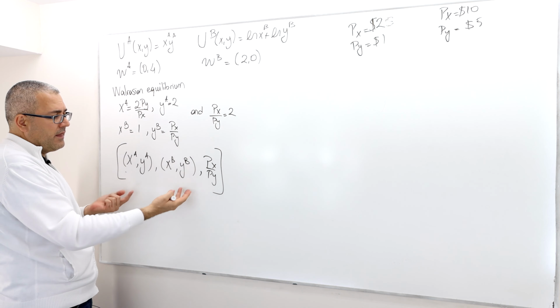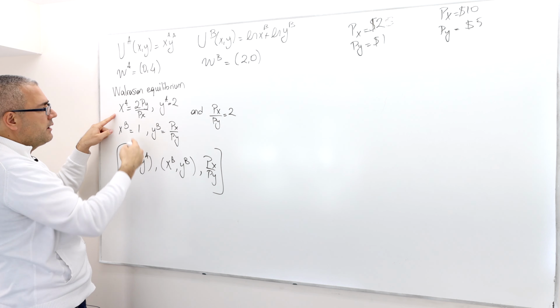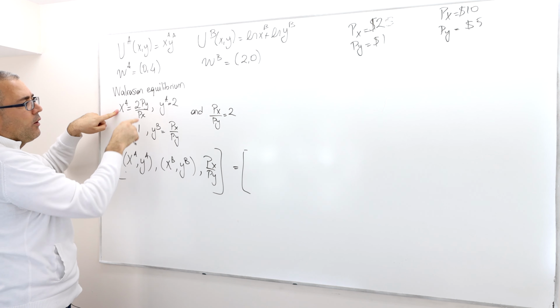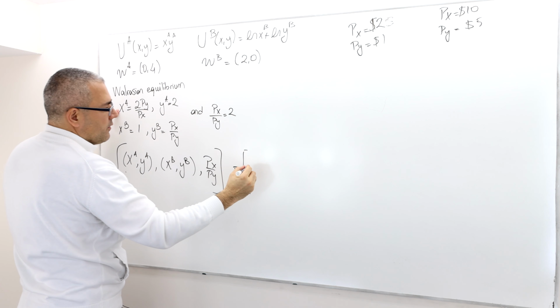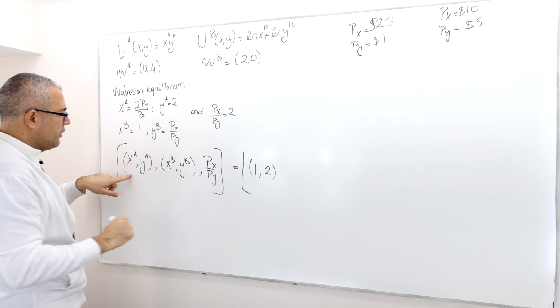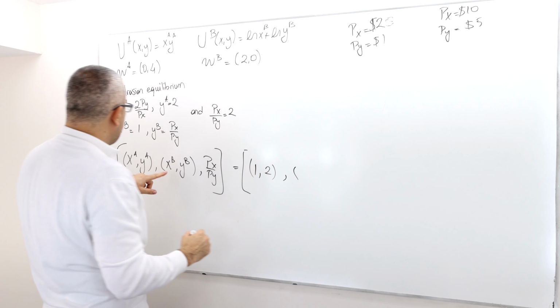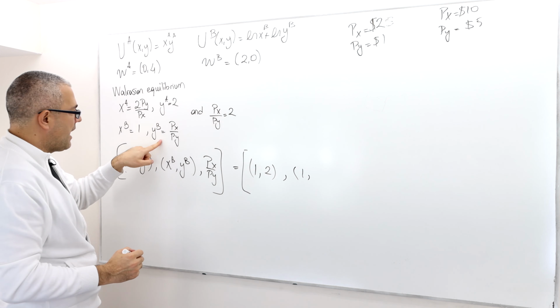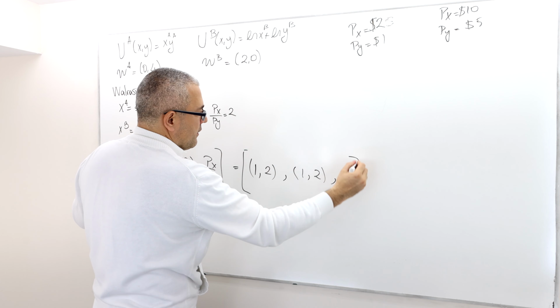Well, if you plug this number here, what we're going to get is XA, well, py over px is 1/2, so therefore it's 1. But he's going to consume 2 units of good 2, and then agent B is going to consume 1 of good 1 and 2 units of good 2, and then remember the px over py ratio is going to be 2.